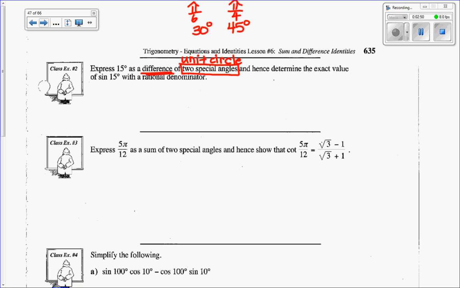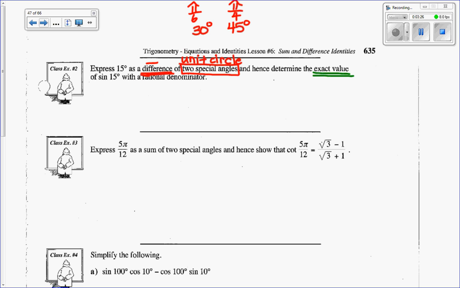Okay. And when it says express it as a difference, what operation is that? Difference always means you're subtracting. Okay, so difference is a subtraction. Okay? And then it says, and hence, don't you just love that word? And hence, determine the exact value of sine 15.